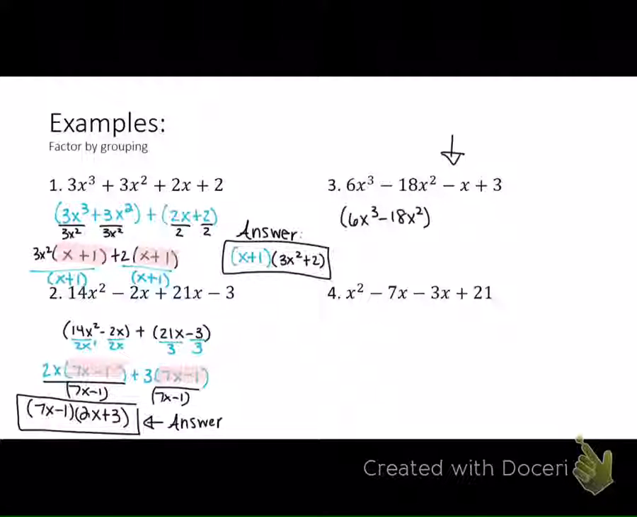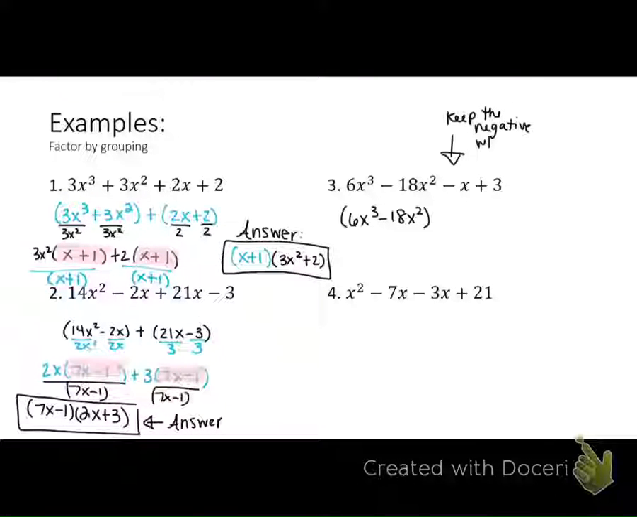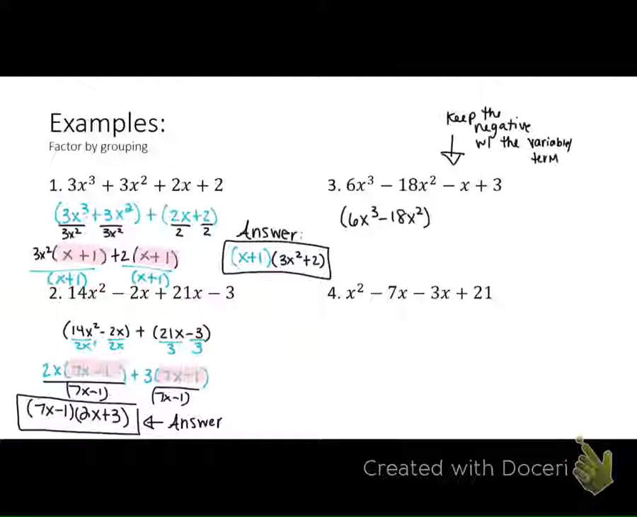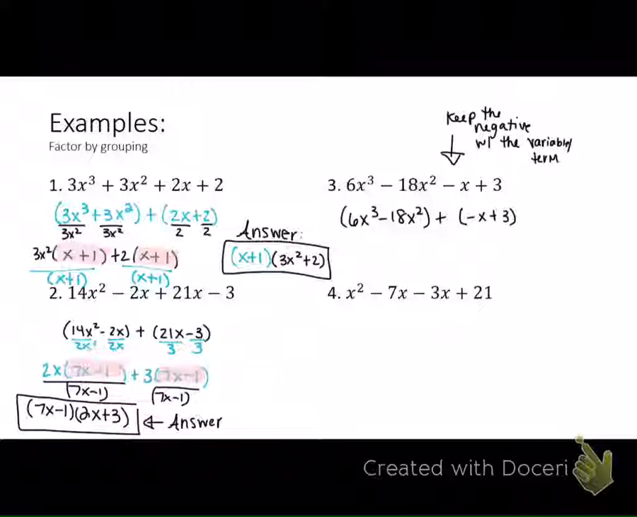But wait! There's a negative here. You keep the negative with the variable, or whatever term is right there. So I'm always going to make it addition, but the negative comes from here. Because can't you guys write this as plus a negative? Did you guys ever learn to do that when you first were learning to subtract? Yeah.